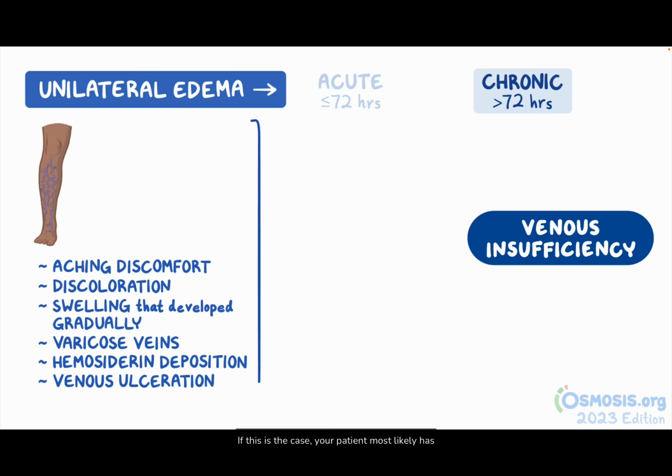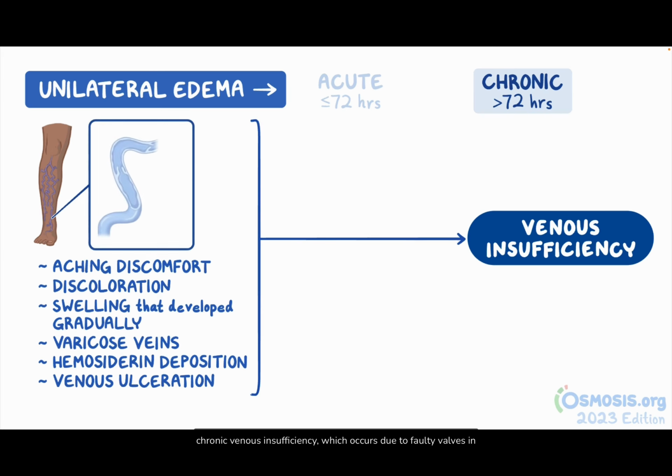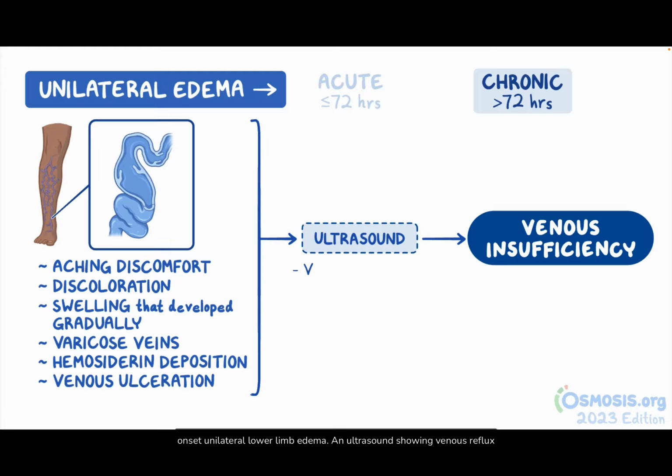If this is the case, your patient most likely has chronic venous insufficiency, which occurs due to faulty valves in the veins and is the most common cause of gradual onset unilateral lower limb edema. An ultrasound showing venous reflux confirms the diagnosis.